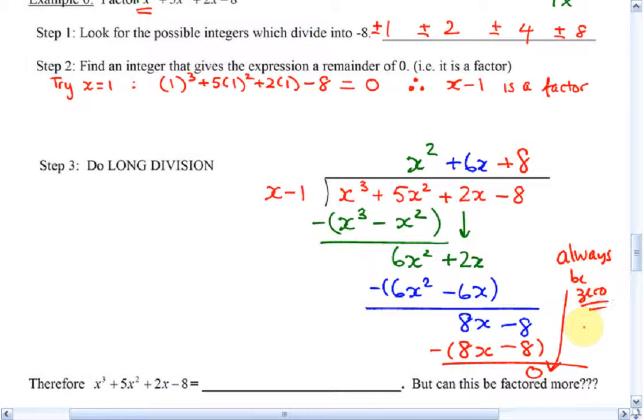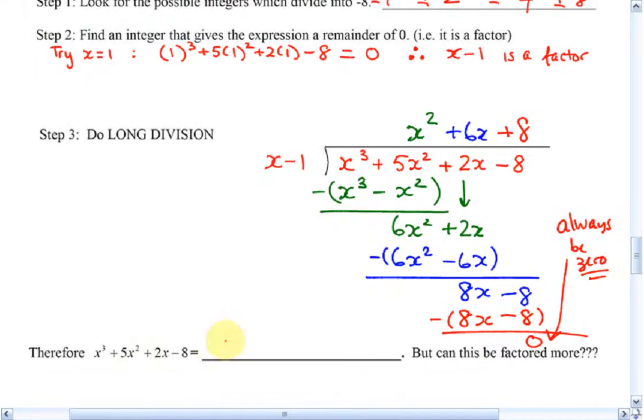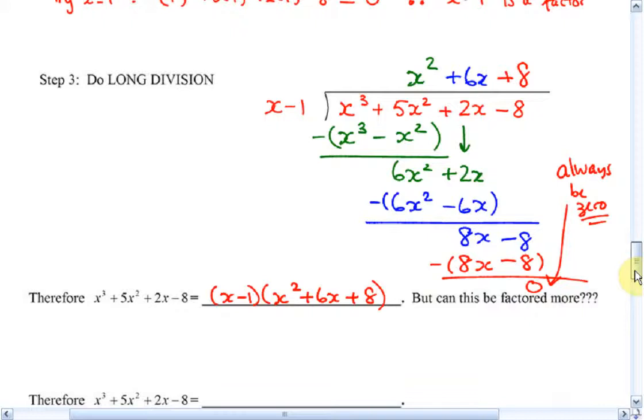Okay, so therefore now, what did you actually do? You actually factored the cubic into these two polynomials: x minus 1 times x squared plus 6x plus 8. Now, you know how I had 3 brackets for the previous one? Why do I only have 2 here? Because you can still factor.